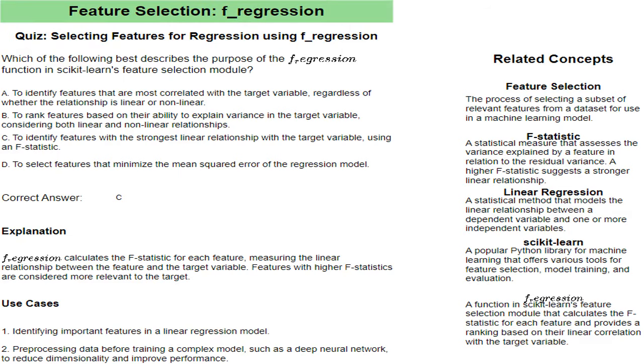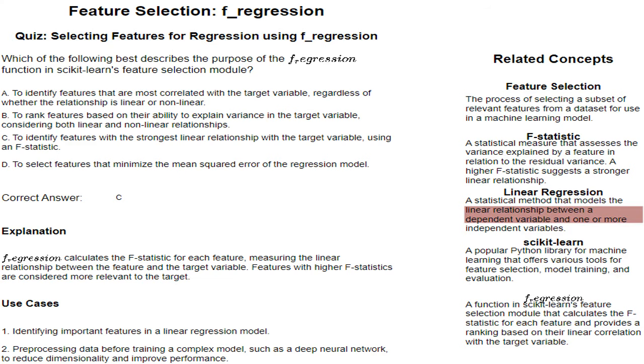1, 2, 3, 4, 5; 2, 4, 6, 8, 10. The F-statistic is calculated by dividing the variance explained by the feature by the residual variance. A high F-statistic indicates that the feature explains a significant portion of the variance in a dependent variable, suggesting a strong linear relationship.